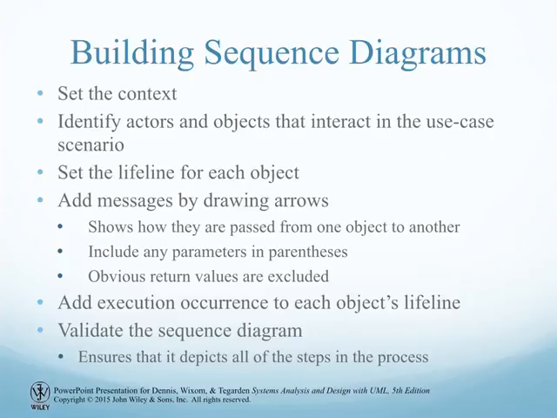So finally, once the methods are done, now you're going to add the execution occurrences for how long these objects, these classes, are going to be active within this sequence, within the interaction between the different classes. And then finally, you're going to validate. And you have to validate for all these diagrams we've been talking about. And at the end of the lecture, I'll give a brief overview of validating for sequence and communication diagrams.